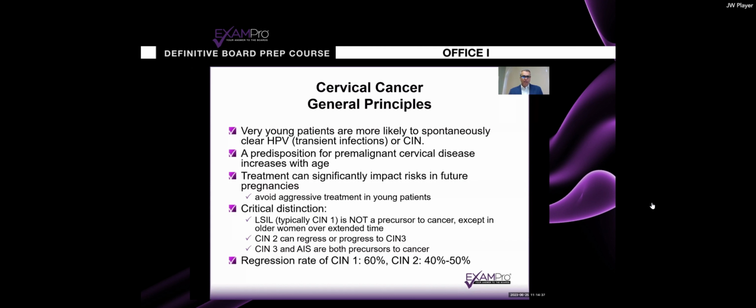I do want to point out that LSIL or CIN1 is typically not considered a precancer, except in the older patient with persistent abnormal results. CIN2 is something that goes both ways. It can regress or progress. And CIN3 and AIS are both definitively considered precancerous conditions for which we would usually institute some type of treatment plan. Regression rate for CIN1, 60% or more. For CIN2, about 40 to 50%. So just keep that in mind.